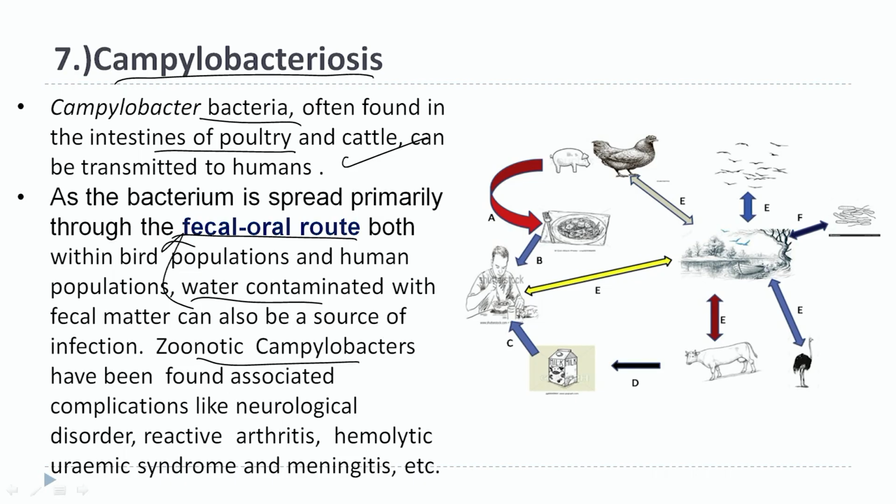Zoonotic campylobacteriosis is associated with neurological disorders. Along with that, it also causes hemolytic uremic syndrome.